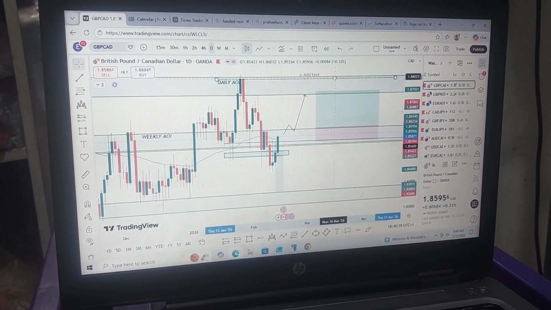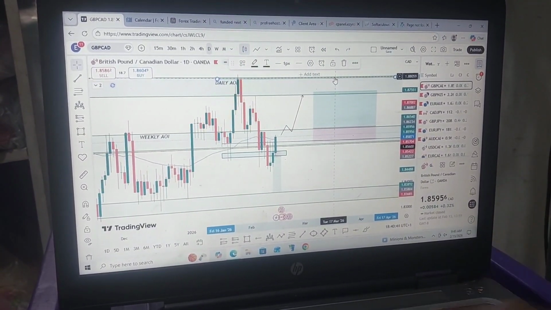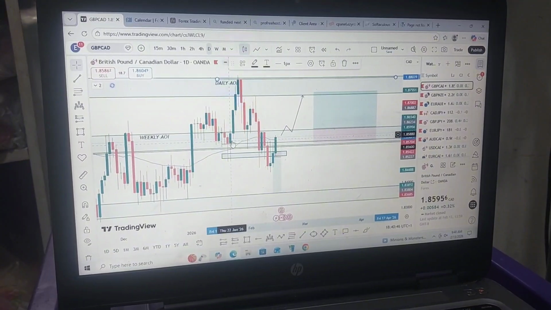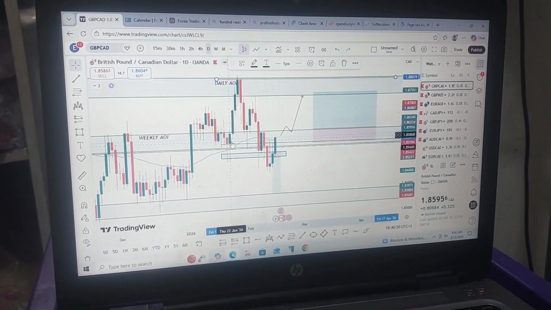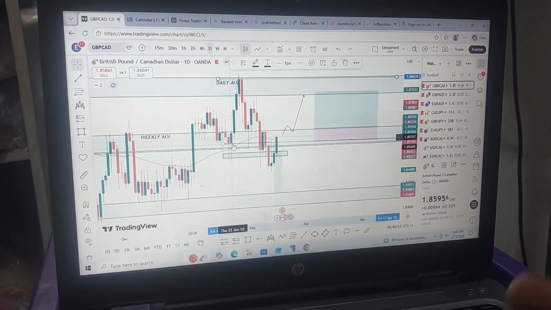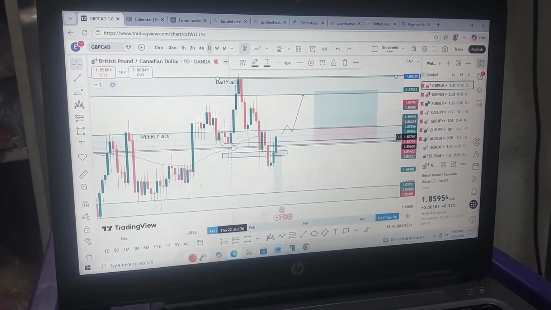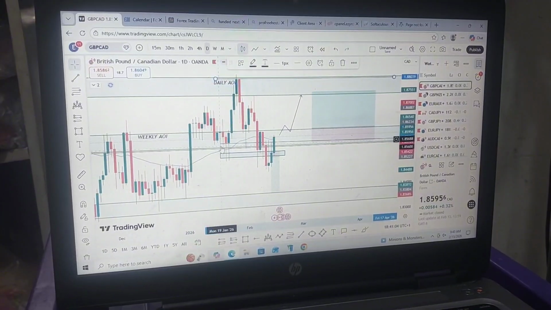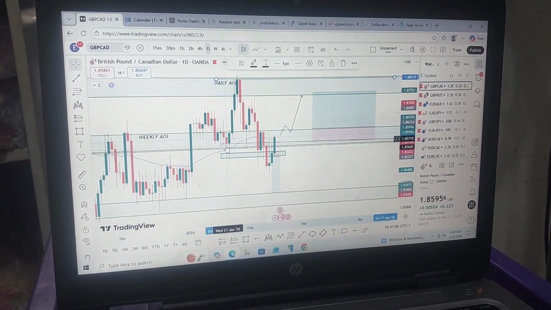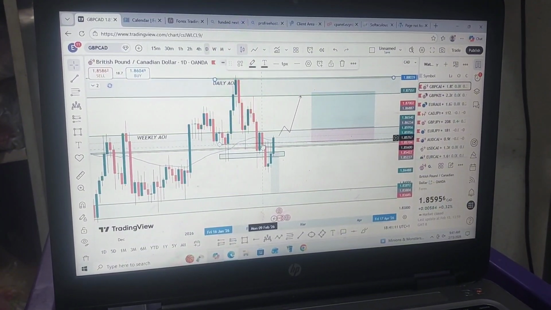For us to continue the bullish momentum, we don't need to take out this higher low. If the market takes out this higher low, we are no longer bullish, we are now shifting bearish. So now the market has taken out this higher low, shifting this market bearish.